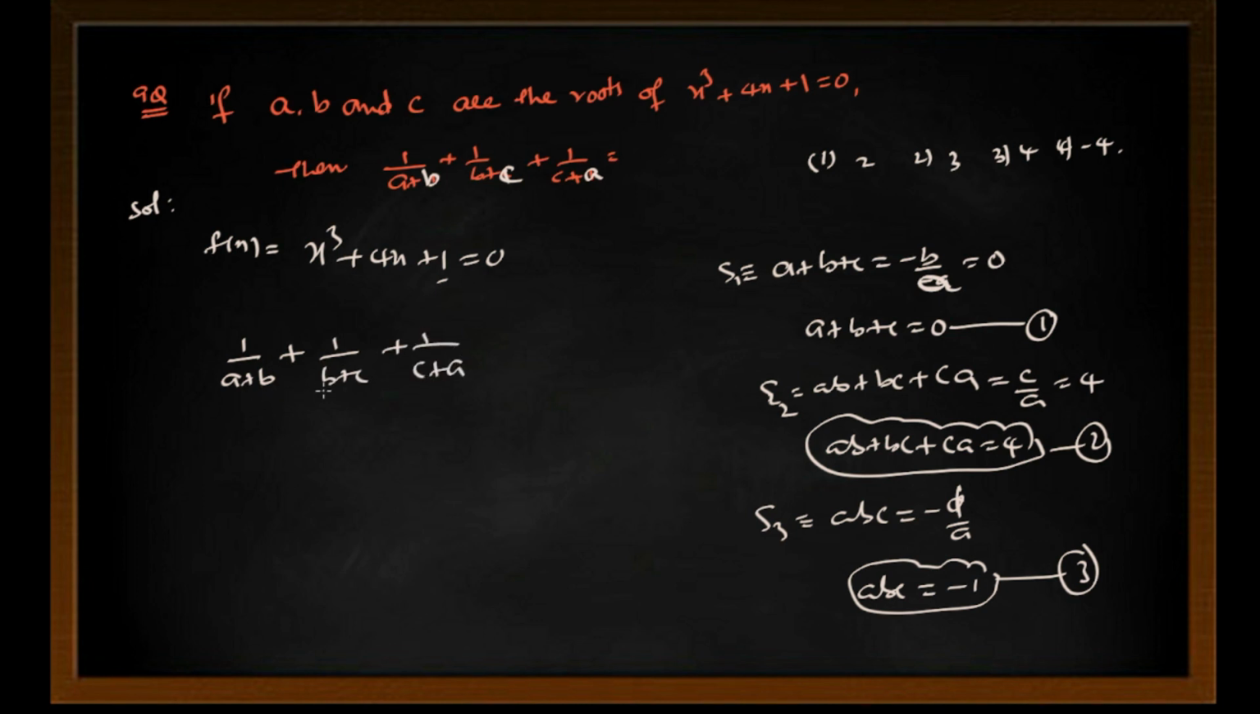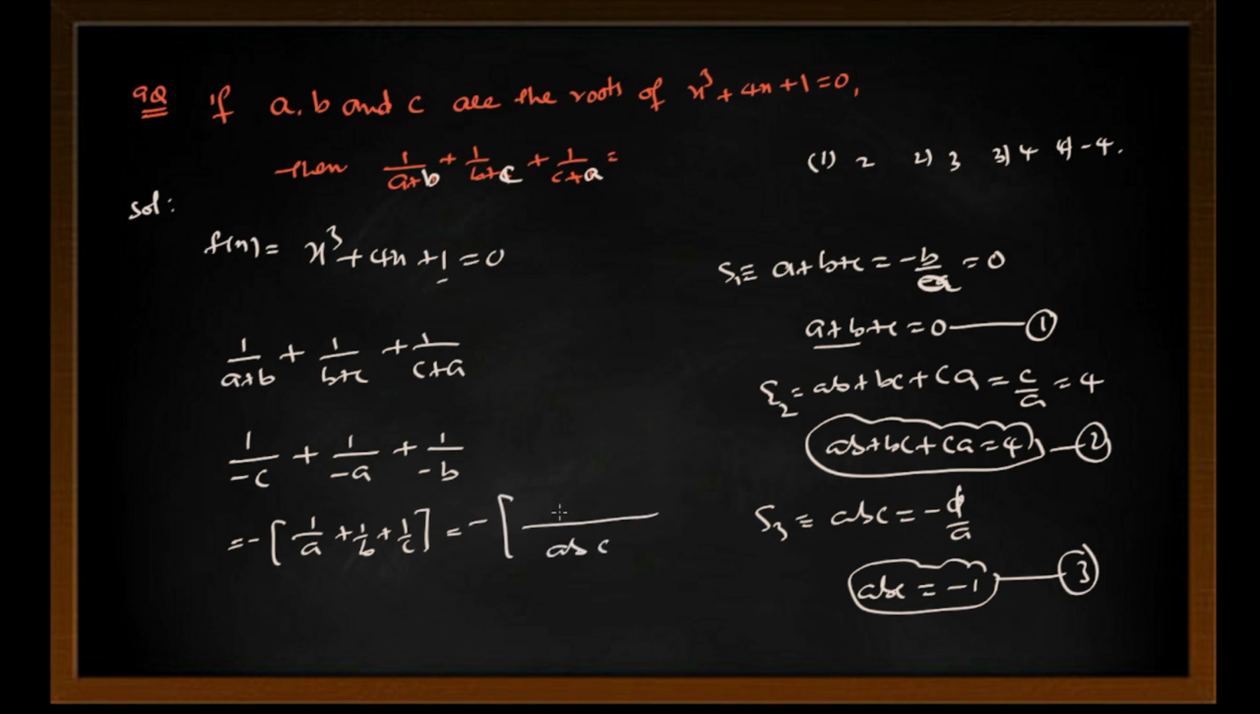We can take LCM, but instead of this, a plus b can I write as minus c? So in the place of a plus b, I am writing minus c. Like that, in the place of b plus c, I am writing minus a. In the place of c plus a, I am writing minus b. If you take minus common, it will become 1 by a plus 1 by b plus 1 by c. So now LCM, a into b into c, numerator becomes ab plus bc plus ca divided by abc. What about ab plus bc plus ca? That is 4 and abc is minus 1. Minus minus get cancelled, 4. Therefore, value of 1 by a plus b plus 1 by b plus c plus 1 by c plus a is 4. So, third option.